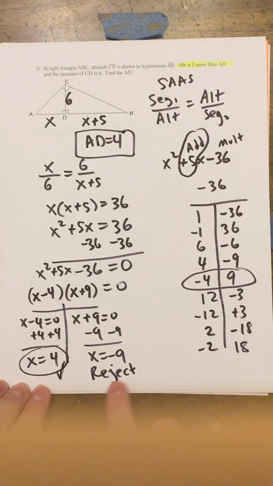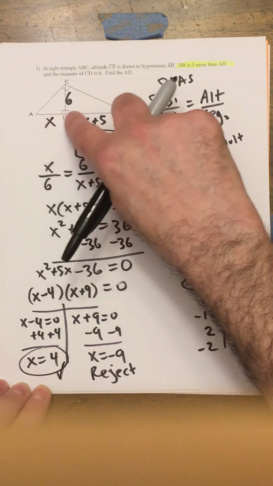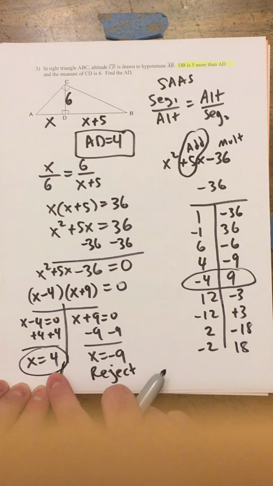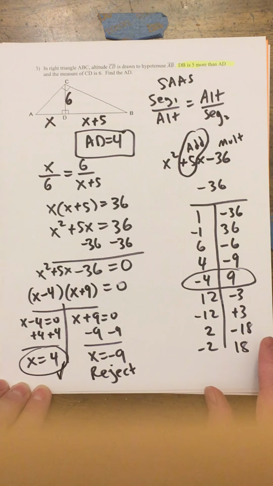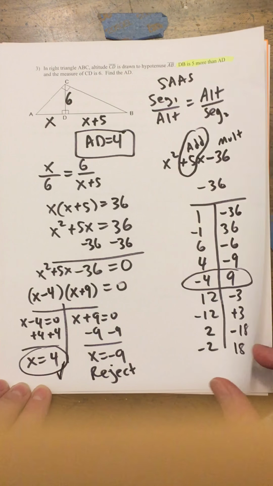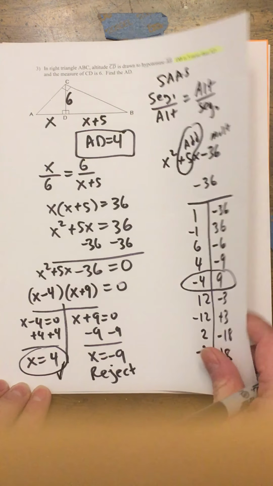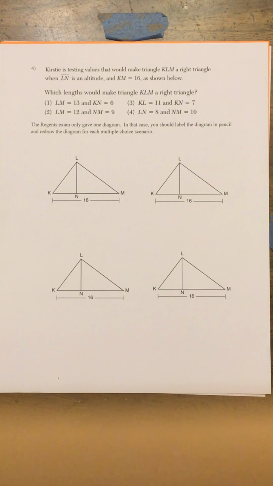Now, just because we got these two solutions doesn't mean that both are correct. We have to reject this answer because you can't have a negative value to represent the length of a side. So x equals 4 is the one and only good solution to this problem, okay? That's a good technique you could use the calculator for to help you check your work. All right, let's go on to the next problem.